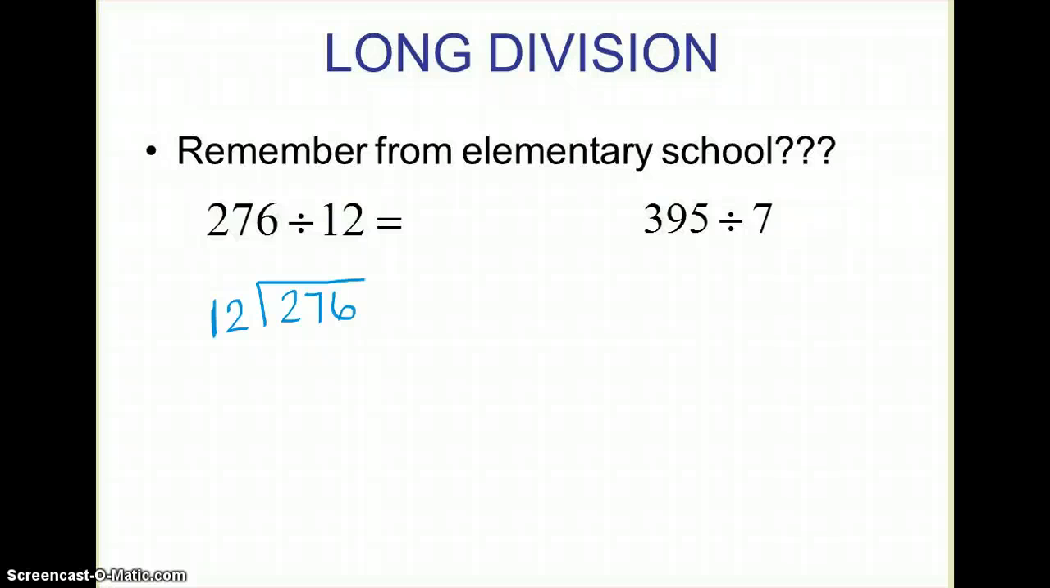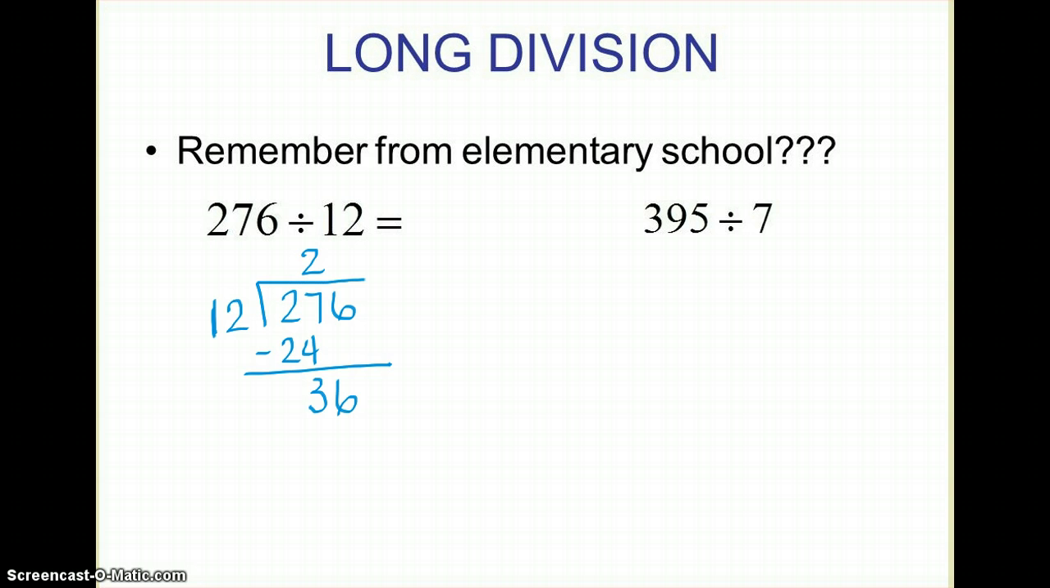How many times does 12 go into just the first two numbers, 27? In this case, 12 goes into 27 twice. Then, if you remember the long way of dividing, we take 2 times 12, and we get 24. I subtract it, and 27 minus 24 is 3, and then I bring down my 6, and I get 36.